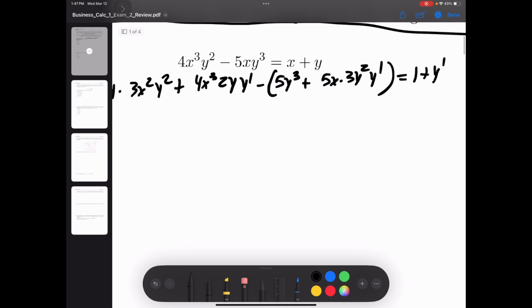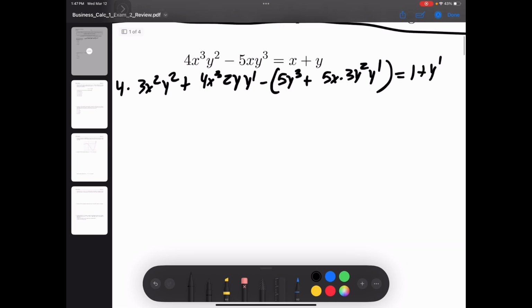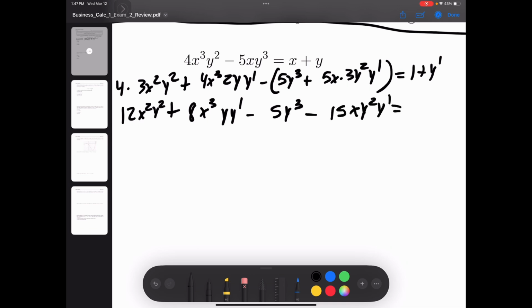So now we have this long derivative, and we want to solve for the derivative y prime. So we're going to put the y prime terms by themselves. Let's start by simplifying a little bit. 4 times 3 is 12, x squared y squared, plus 4 times 2 is 8, x cubed y prime, minus 5y cubed, minus 15xy squared y prime equals 1 plus y prime.